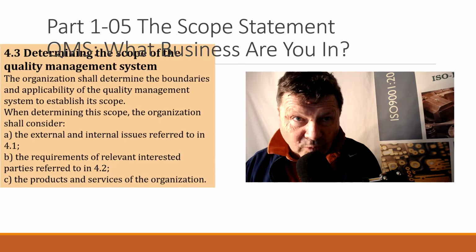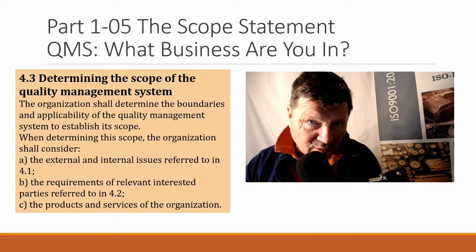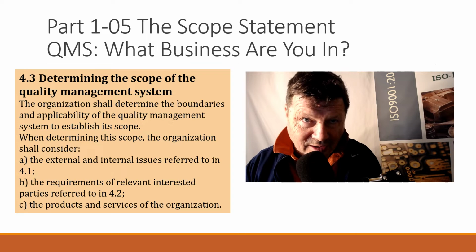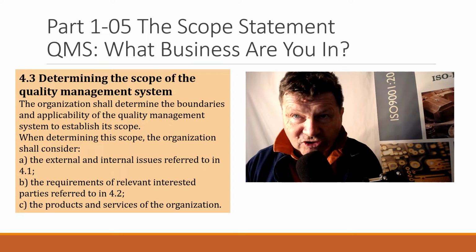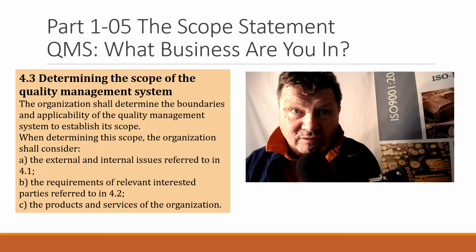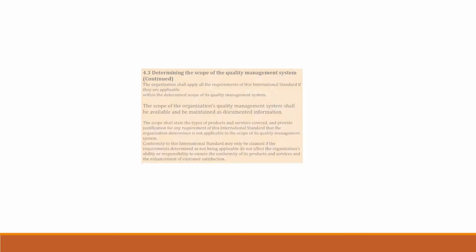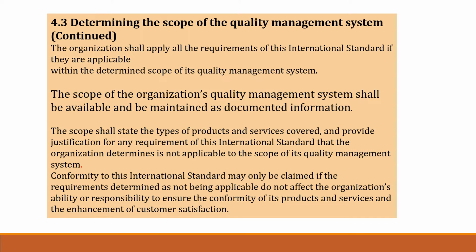All right, we're on to the scope statement. The requirement here is that we have to determine the boundaries and applicability of the quality management system to establish its scope. So the scope is basically what business you're in. Try not to overthink this. And it says the organization shall apply all the requirements of the standard if they're applicable within the determined scope of the quality management system.